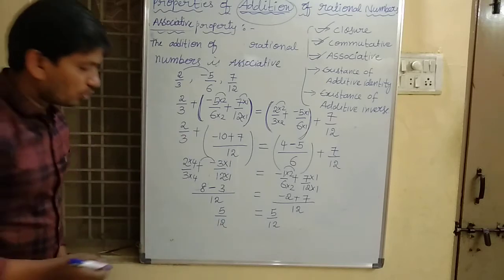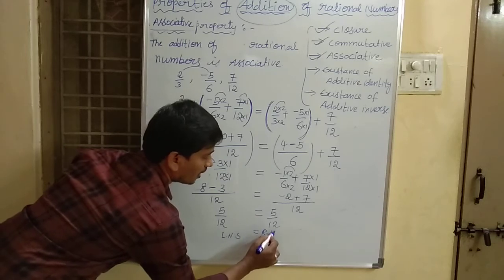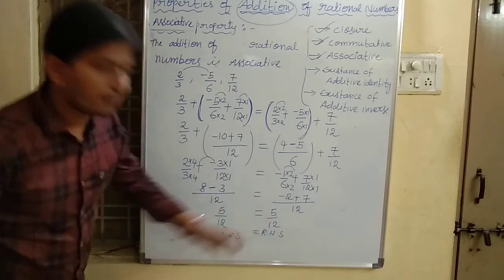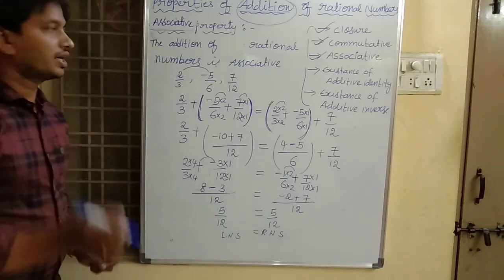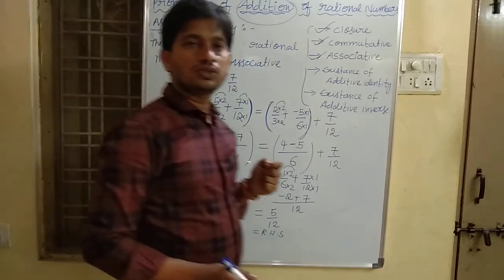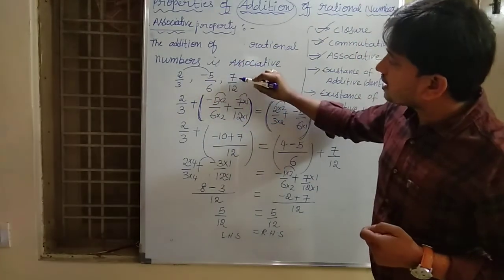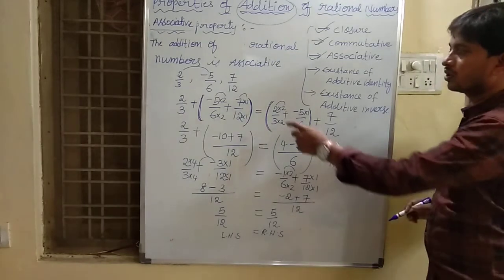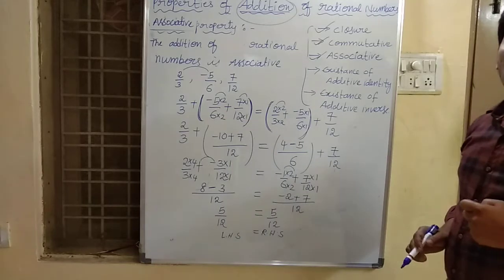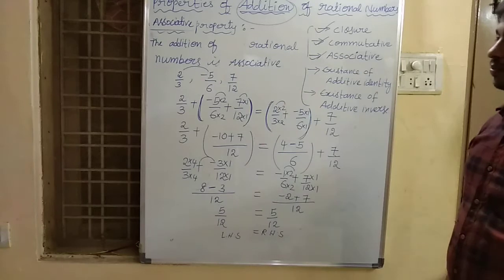You see now, in both the cases we got LHS is equal to RHS. Both the cases result is same, 5 by 12, 5 by 12. Then we say that the addition of rational numbers is associative. That is, 2 by 3 plus minus 5 by 6 plus 7 by 12 is equal to 2 by 3 plus minus 5 by 6 plus 7 by 12. Then we say that the addition of rational numbers is associative, that is associative property.